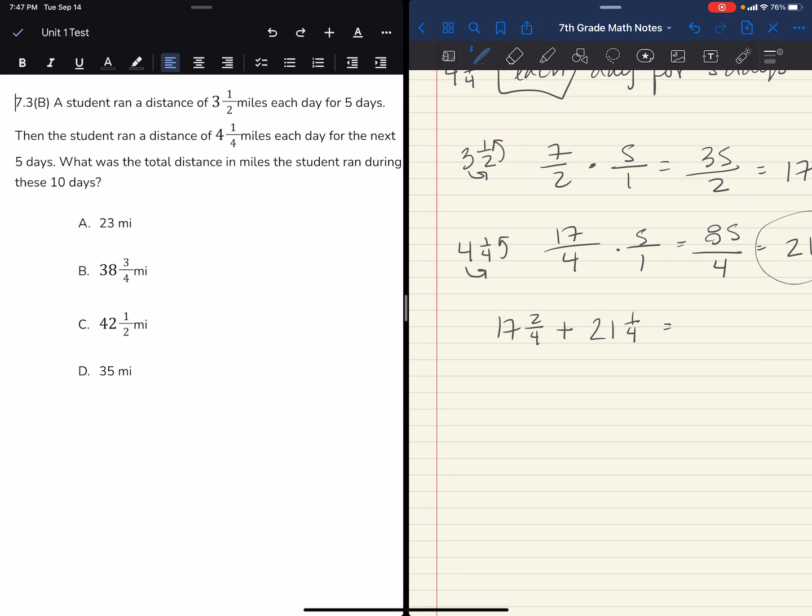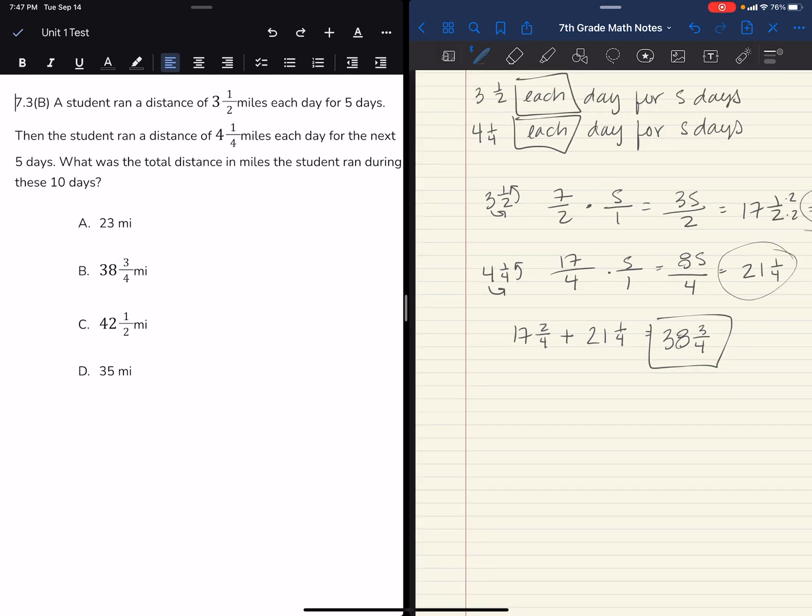Whole number to whole number. That looks like 38. Numerator to numerator. That looks like 3. So a student ran 38 3/4 of a mile in 10 days. Took me a long time to say 10 days.